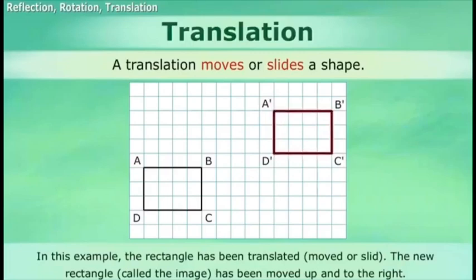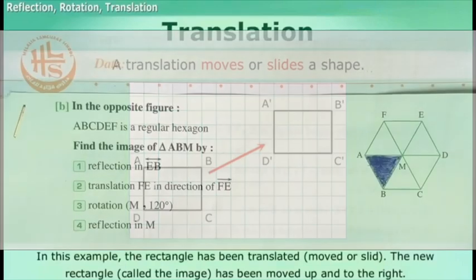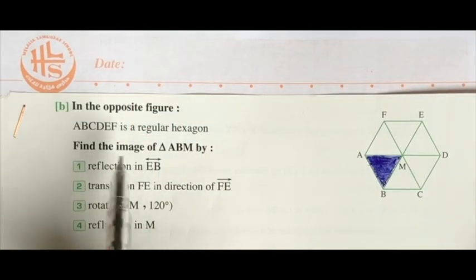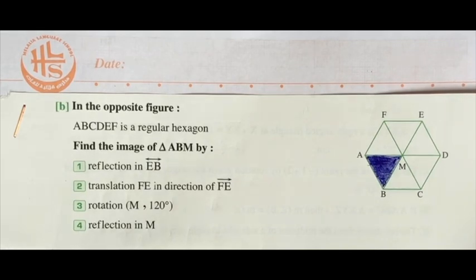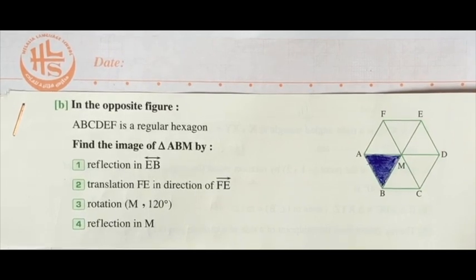Now, let's talk about some rules of geometric transformations. In the opposite figure, ABCDEF is a regular hexagon. Find the image of triangle ABM by number 1, reflection in EB, number 2, translation FE in direction of FE ray, number 3, rotation around M by 120 degrees, number 4, reflection in M.